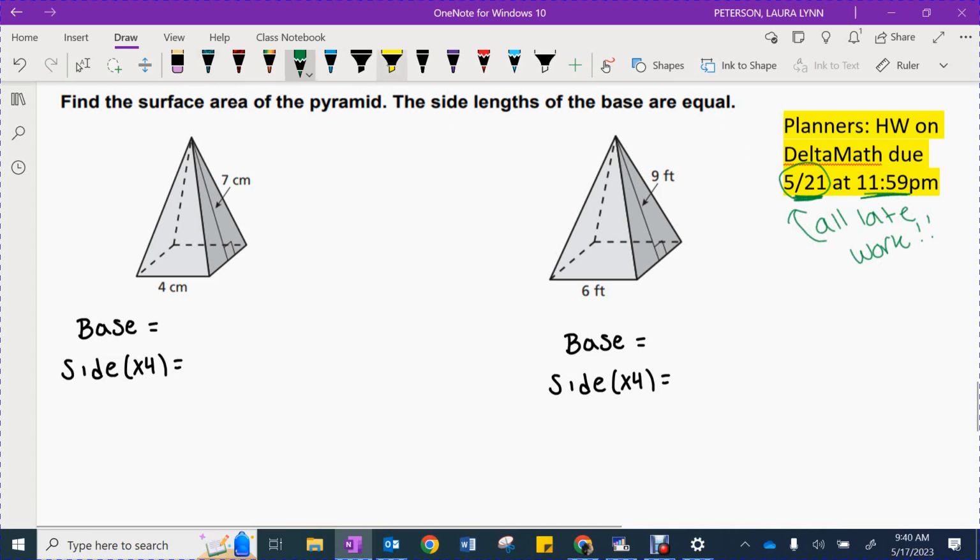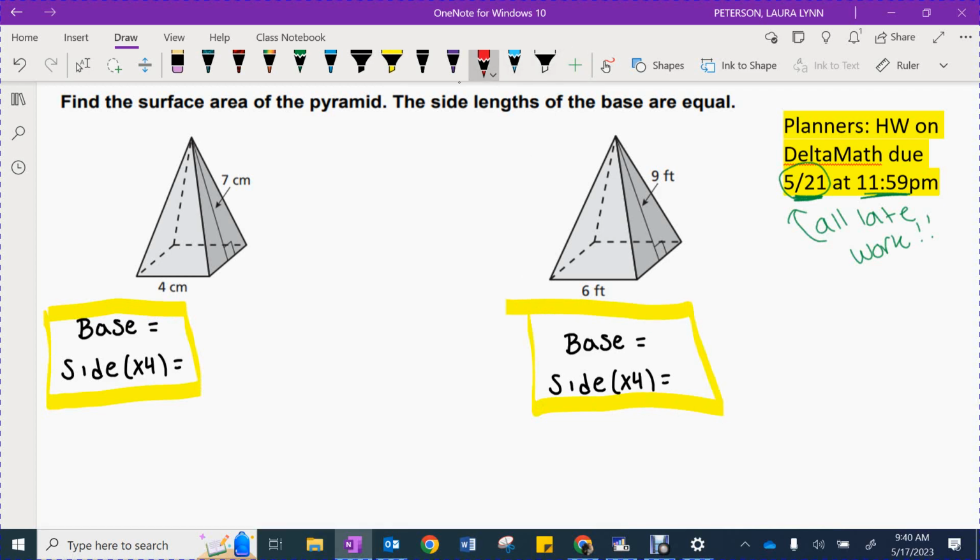For your warm-up today, I'm not going to make you draw the two pyramids. However, what I'm putting in a box right now in yellow is a must write down. So to be very clear, you are in your warm-ups in your binder, and we're going to practice what we learned yesterday, which is finding the surface area of a pyramid with a square bottom. For questions 1 and 2, you're writing what's in yellow: the base equals, and side times 4 equals.